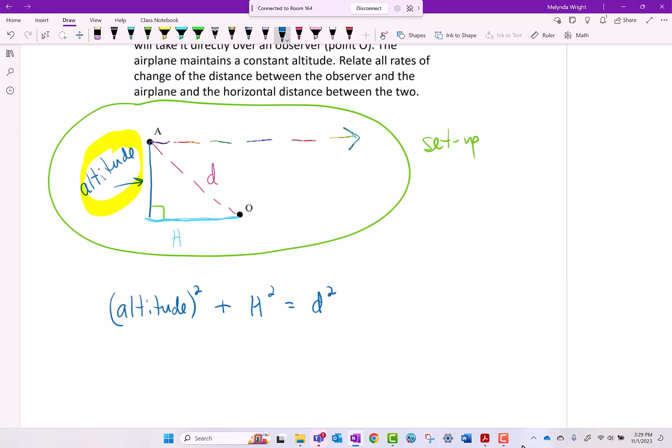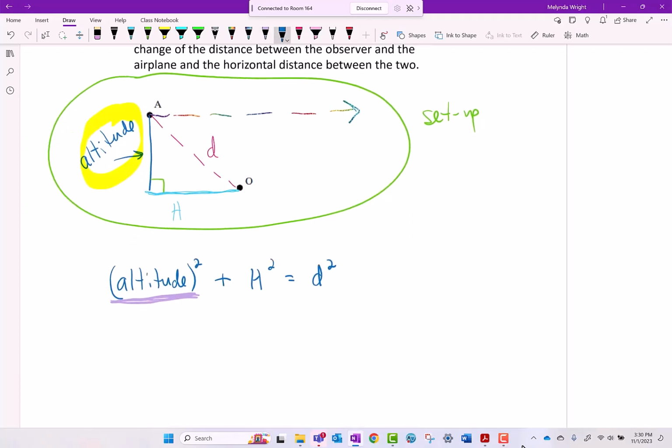Step 5 is taking the derivative with respect to t. Let's think about this first one right here. What is the derivative of a number? The derivative of any number is 0. So that actually goes away, right? That derivative is 0. Then the derivative of H squared is 2H dH/dt, equals the derivative of D squared, which is 2D dD/dt. And this is what they're asking for, a formula that relates the rates together.